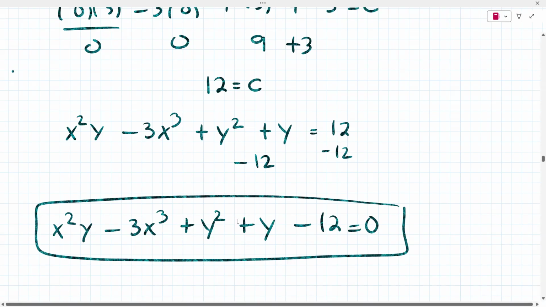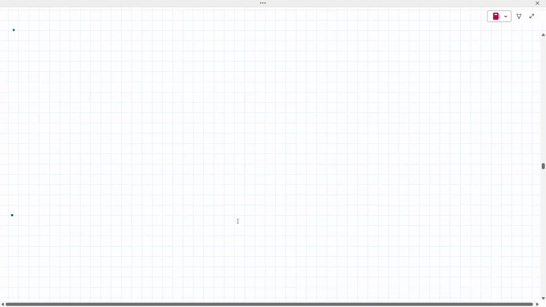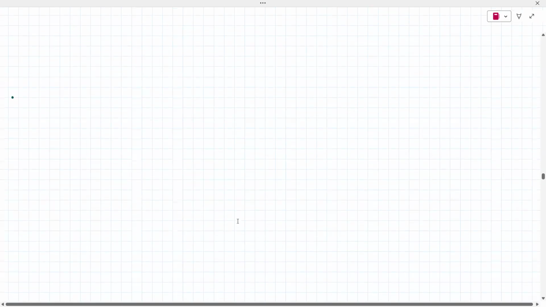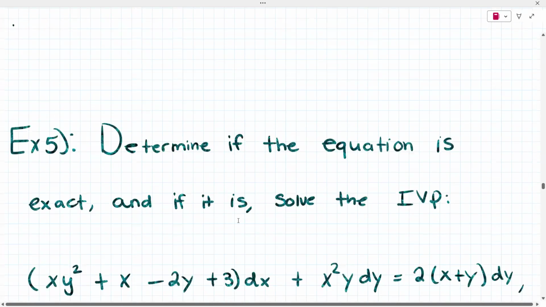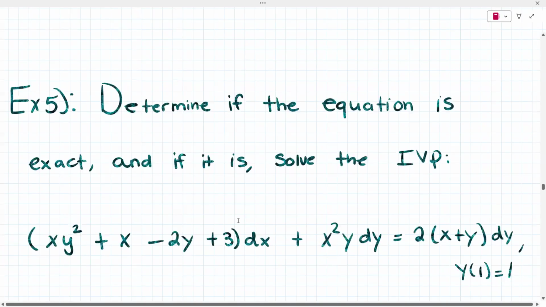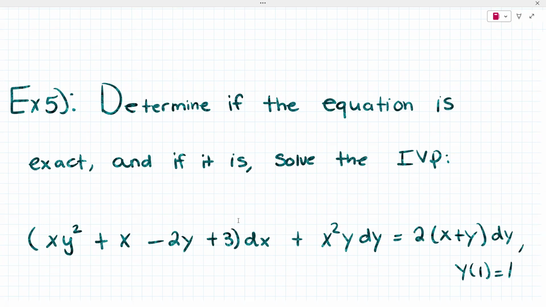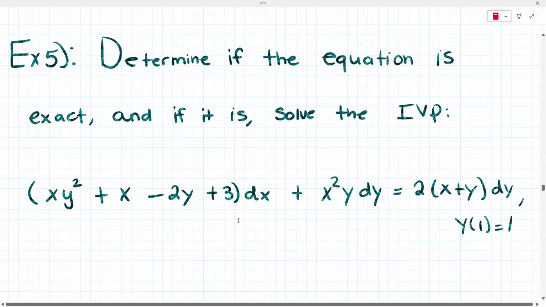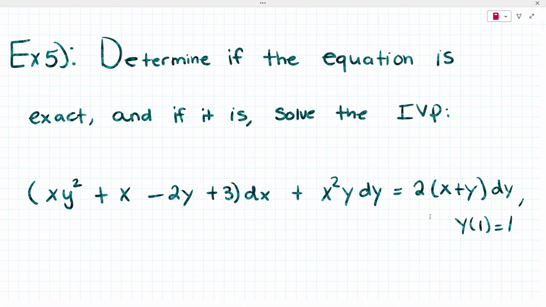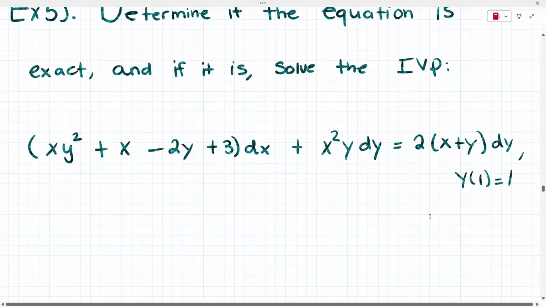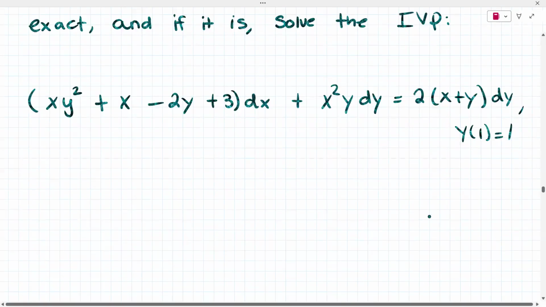Okay, example 5. Example 5 says determine if the equation is exact, and if it is, solve the initial value problem. So we have this whole thing. You can see this. Do we have it in the correct form? No, we don't. We do not have it in this form.